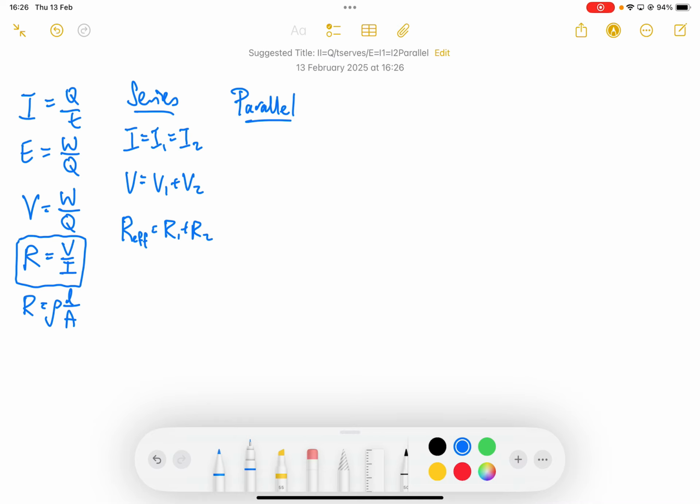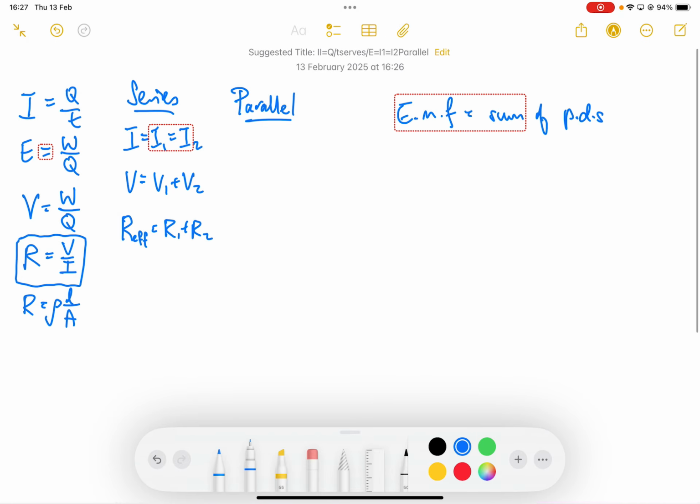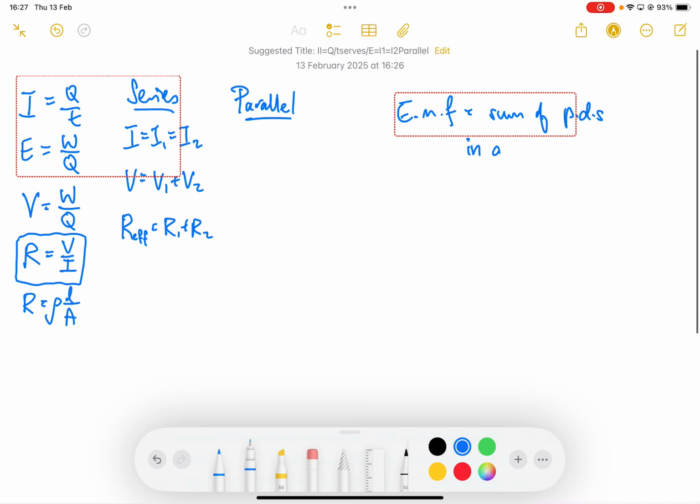Okay, then parallel circuit. What did you mention about potential difference earlier? You talked about potential difference earlier, the E equals to V1. So you're asking me what I said, is it? Yeah. I said that the EMF is equal to the sum of the PDs, all right, in a series circuit.